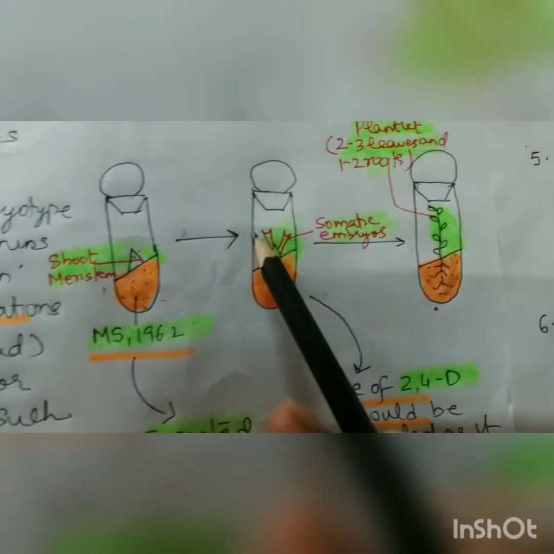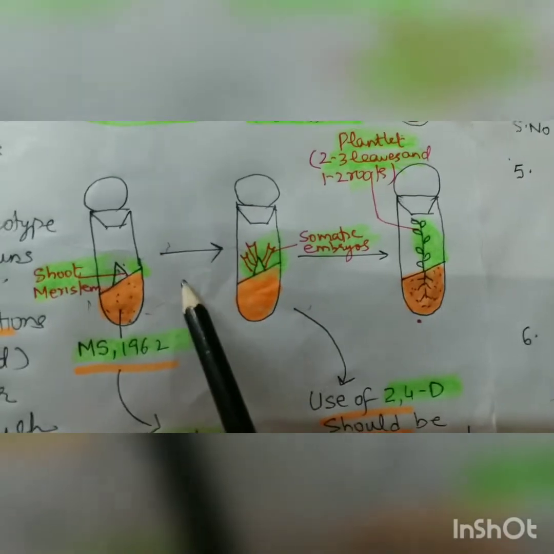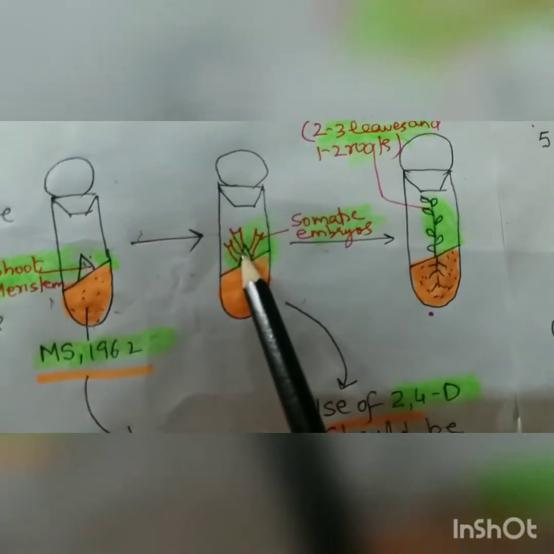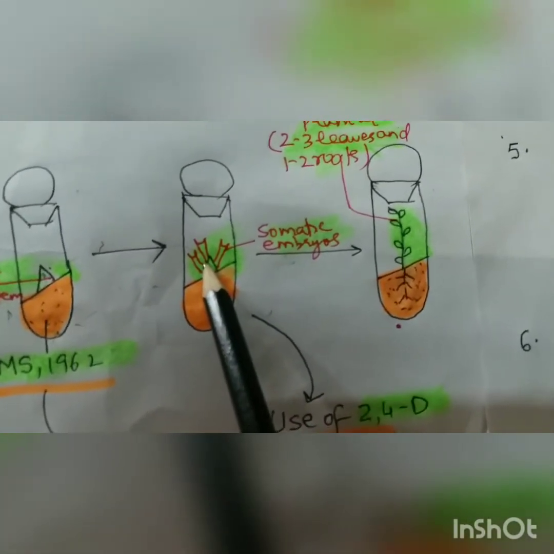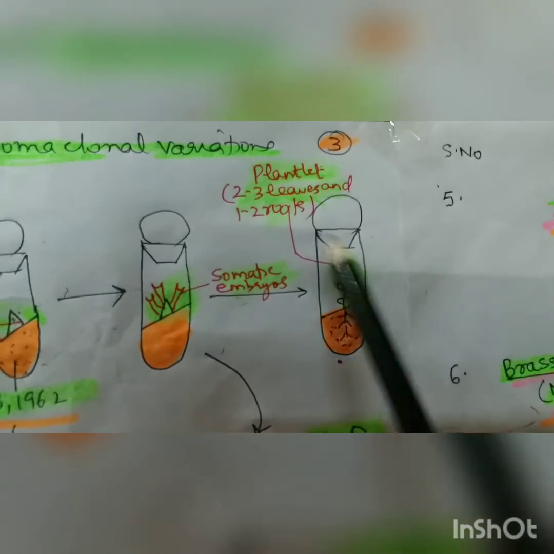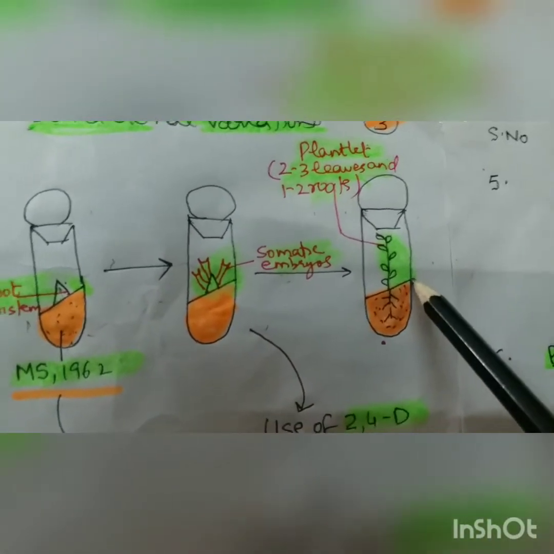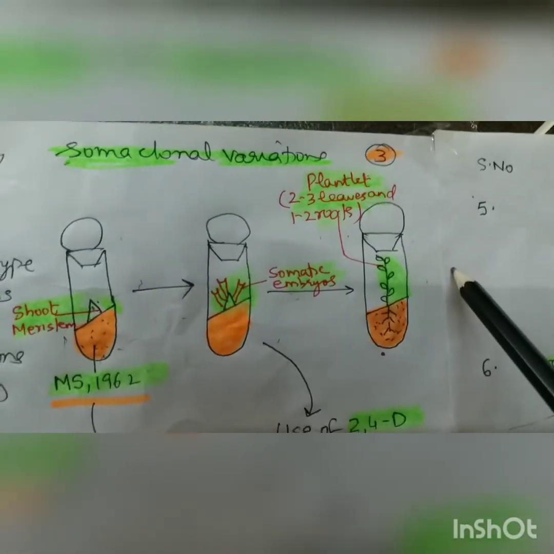Second, we have two processes of somatic embryogenesis. First is direct somatic embryogenesis. Here the somatic embryos are formed directly without an intervening callus phase, and then a plantlet, that is 2 to 3 leaves and 1 to 2 roots. These plantlets raised are homozygous pure line, and this is a cell line, and there are no somaclone variations.